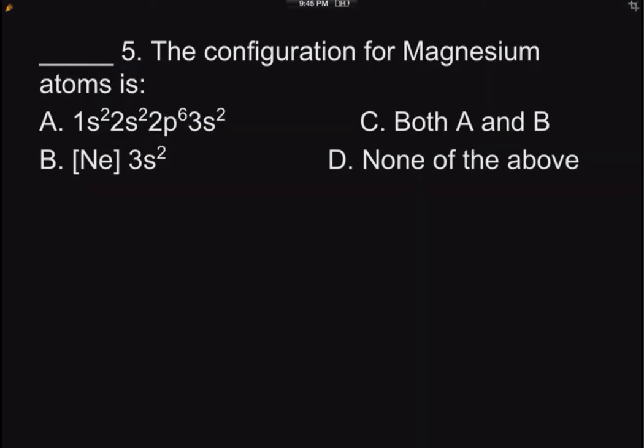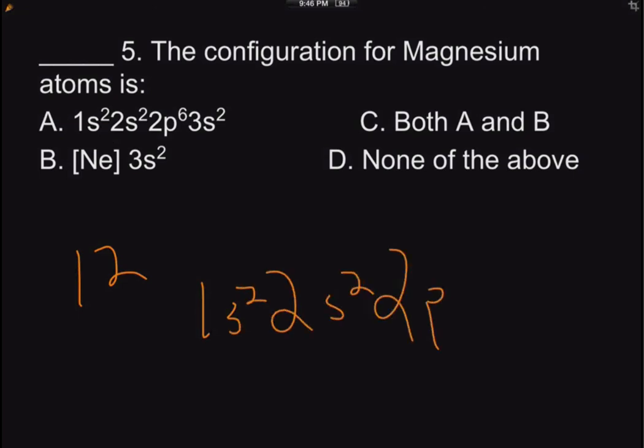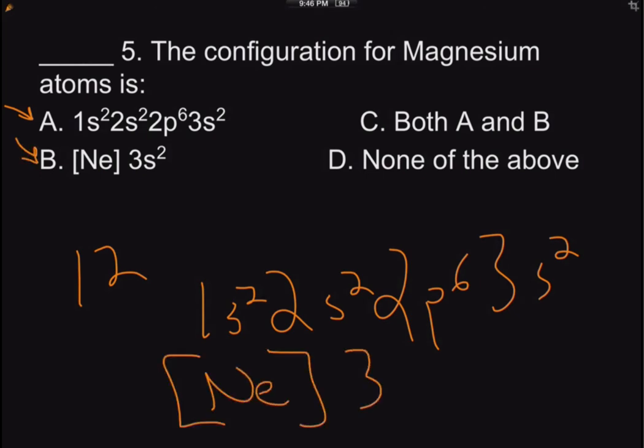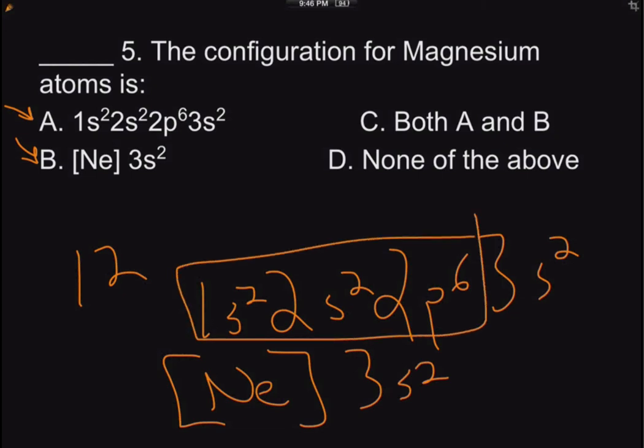What is the configuration for the magnesium atom? Well, magnesium is element number 12, so it would be 1s2, 2s2, 2p6, 3s2. Well, that's this choice, but this choice is also neon 3s2. That's actually the noble gas abbreviation for magnesium, because the neon represents the first 10 electrons, and then we add on the 3s2 to make it magnesium. So the correct answer here is C, because both A and B would represent magnesium.